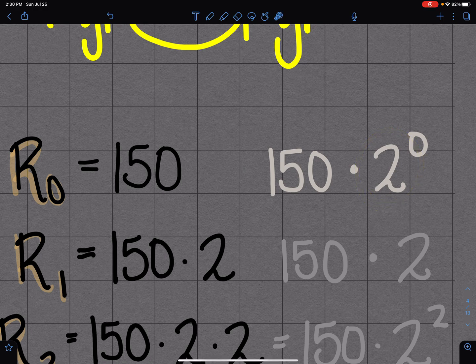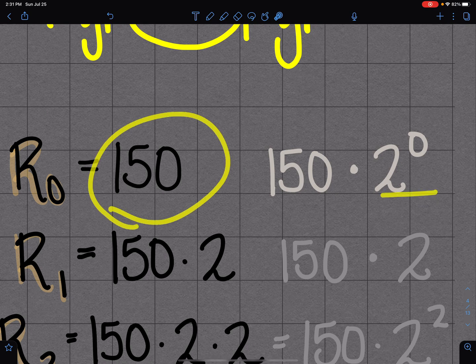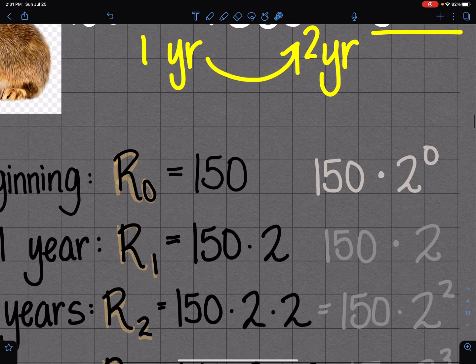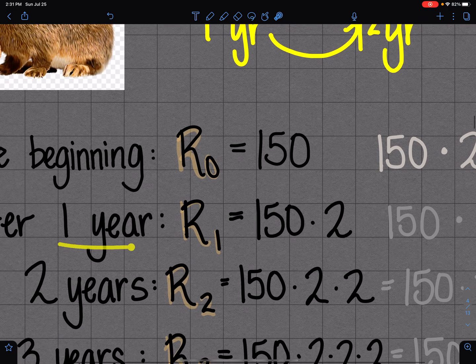And if it doubles every year, that means we're going to have to be multiplying by 2. Okay? But this first R0, that means no time has gone by at all. That's just the number of rabbits that he started with. So R0 is 150, and you want to keep it 150. And if you multiply it by 2 to the 0, what's anything raised to the 0 power? It's 1, right? So this is just a big 1. Big fat 1. 150 times 1 is just 150. So 150 when he starts out. Okay, now at the end of 1 year, so this is the number of rabbits after 1 year. It's going to double, so it's going to be 150 times 2.